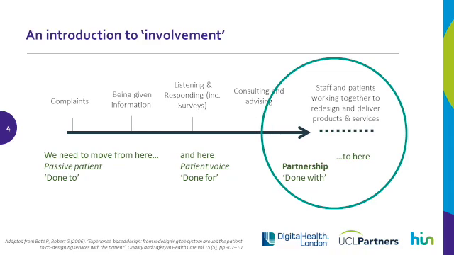Sometimes these different types of involvement are shown in a scale. Sometimes you see it as a ladder format as well. This is showing how you can move from more passive involvement, around things being done to people, through to a partnership arrangement. And that's what we're focusing on today, the right end of the scale, around partnership with people.